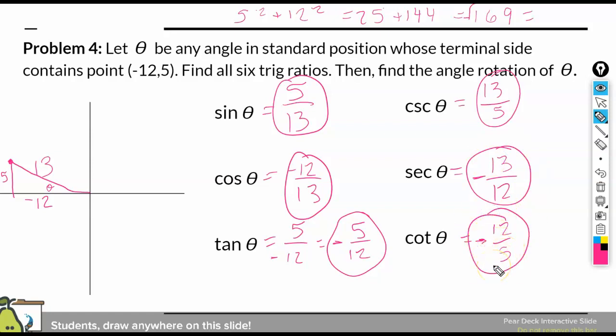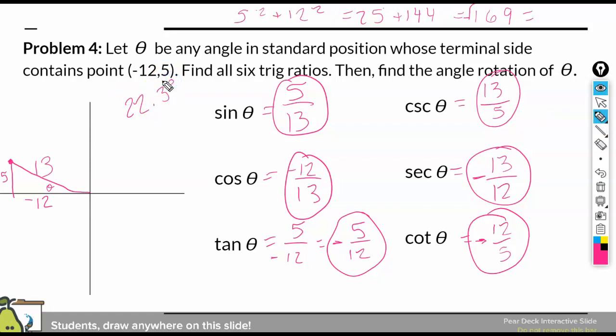But again, when I go into my calculator and I type in inverse sine of 5/13, it gives me 22.3 degrees.